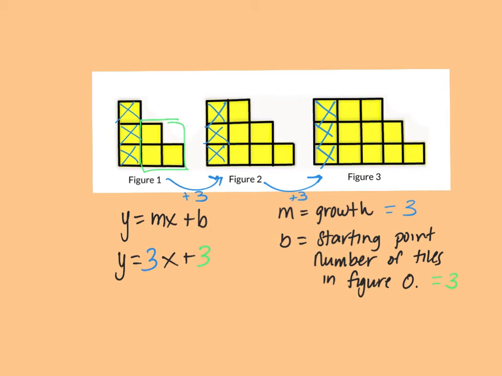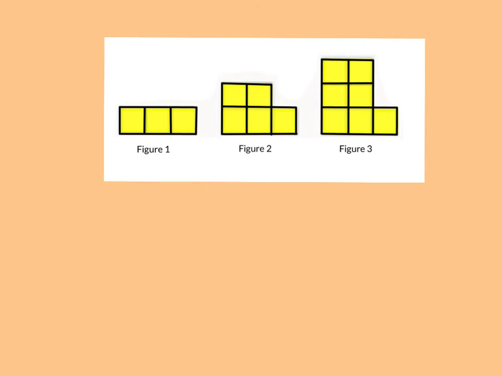All right, let's take a look at another pattern. And we'll go through the same process. Again, we're trying to put it into y equals mx plus b. So the first thing I'm going to do is try to find the m, and I'm going to mark the growth or the tiles that were added to each of my figures here. So it looks to me like there have been 2 tiles added between figure 1 and 2, and same between figure 2 and 3. So the growth in this one is 2.